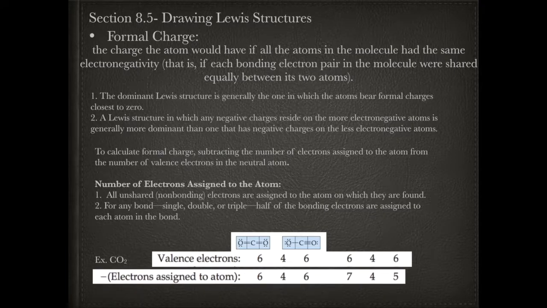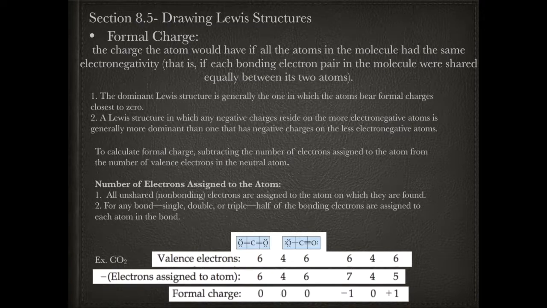So you're going to take those values and you're going to subtract. And what you notice for the formal charge is that the Lewis structure on the left-hand side has an overall formal charge of 0, while the one on the right-hand side has a formal charge of -1 and +1. So that tells us that the Lewis structure on the left-hand side is the dominant structure, and therefore we know that carbon dioxide exists like that, with 2 double bonds instead of a single bond and a triple bond.